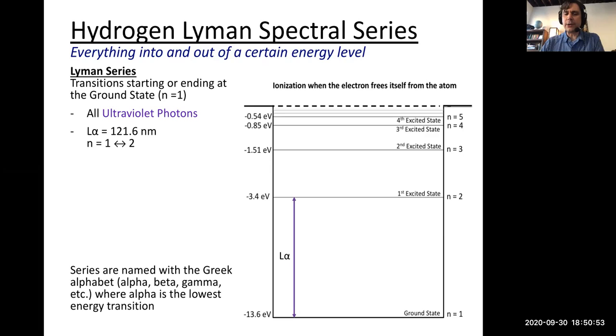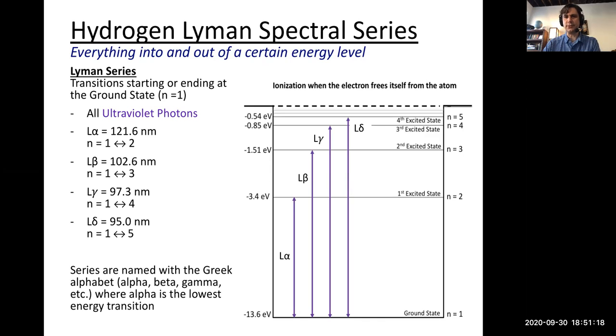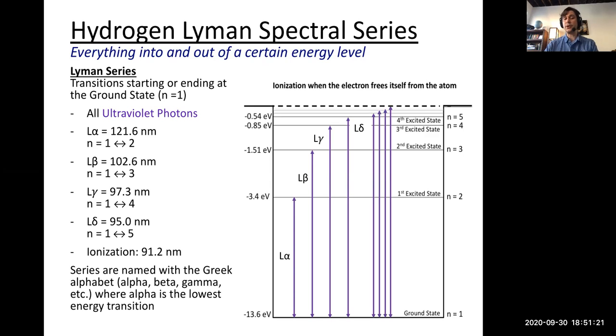Okay, so that was a lot of lead up. What's the next one? From 1 to 3, Lyman beta has a wavelength of 102.6 nanometers. I think I had 102.5 before, that was a typo in the previous one. It's supposed to be 102.6 nanometers. A slightly higher energy, 12.1 electron volts. Still ultraviolet. Then we'd have gamma, delta, epsilon, and so on until you reach ionization. Each one has a little bit higher energy, a little bit shorter wavelength.